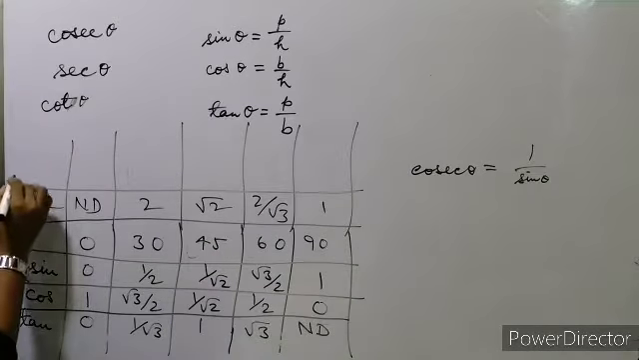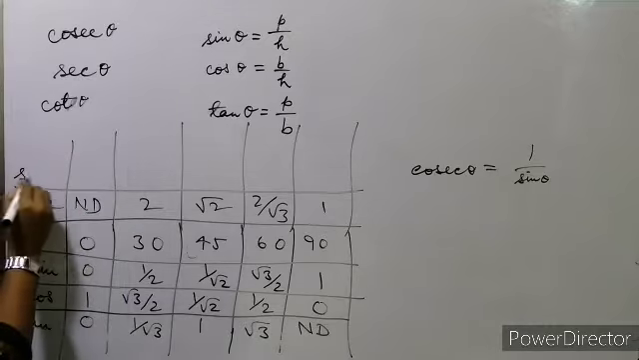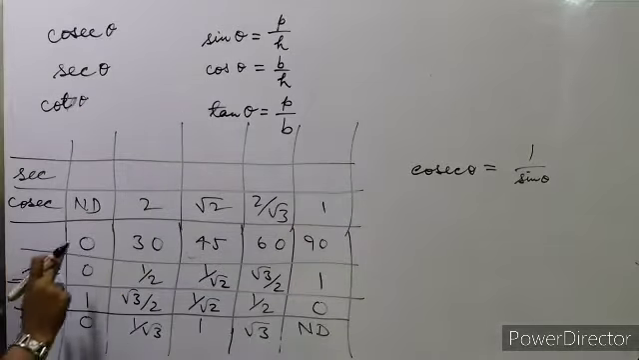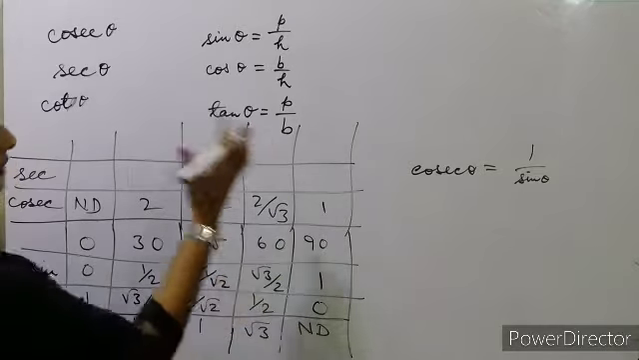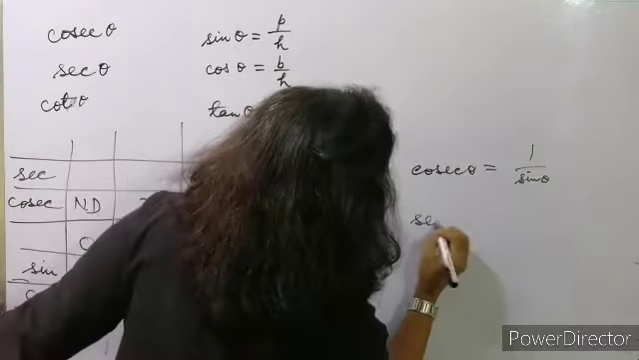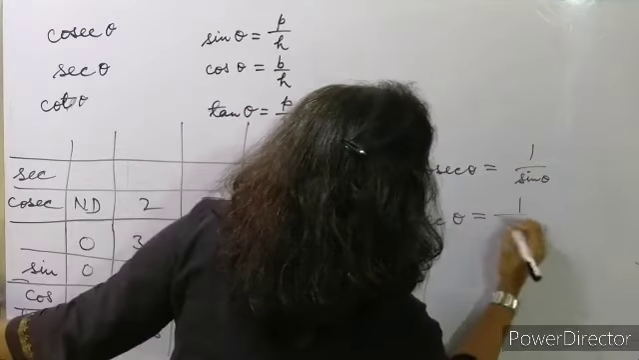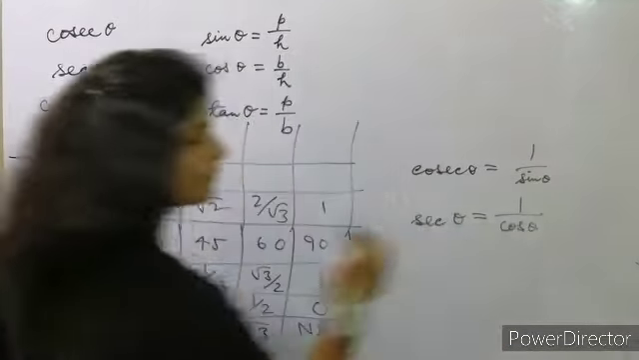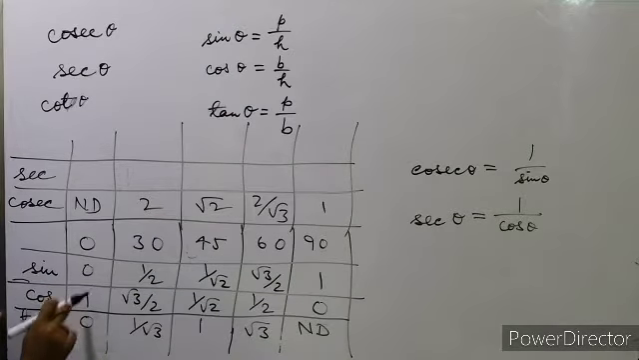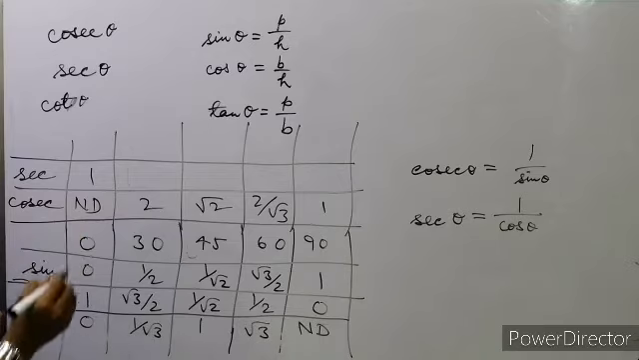Now we have to find out the value of sec theta. So sec 0, 30, 45, 60, 90 we have to find out. So sec is the inverse of cos. So sec theta will be equal to 1 upon cos theta. Okay? Now see. So cos is 1. So 1 upon 1 is 1. Okay?